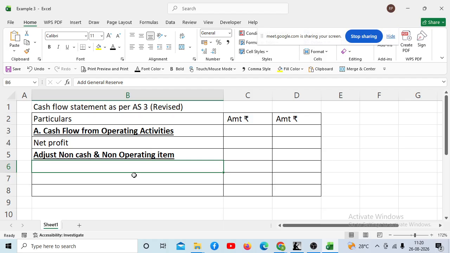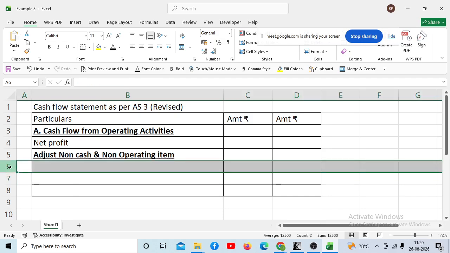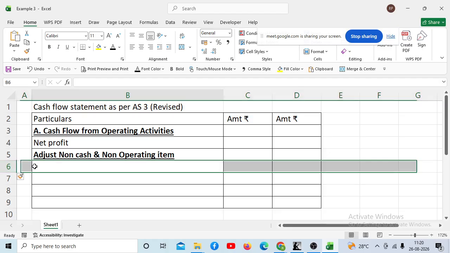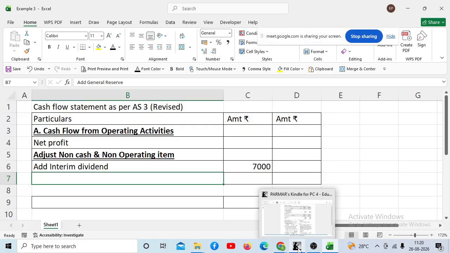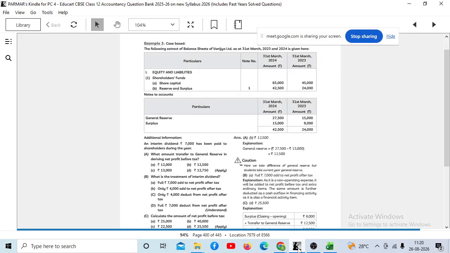Write it here. Actually I had written it as the second item, but one minute, I will insert one and put it there. This will come first: interim dividend. Okay, so write this interim dividend. How much interim dividend is paid? 7,000. So add interim dividend 7,000. Okay, any doubt?